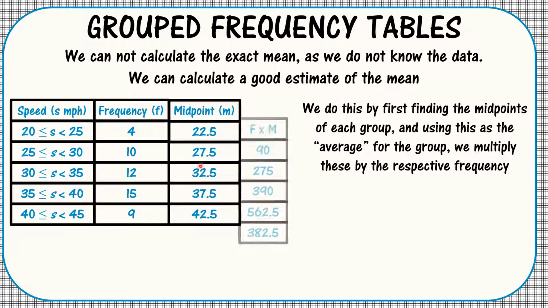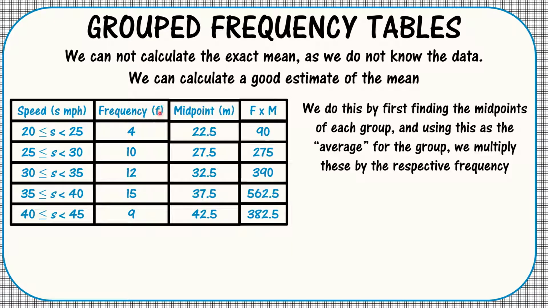What you would do then is you will multiply f, which is the frequency, by the midpoint. So you do 4 times 22.5, which equals 90. 10 times 27.5, which equals 275. 12 times 32.5, which equals 390. 15 times 37.5, which equals 562.5, and 9 times 42.5, which equals 382.5.